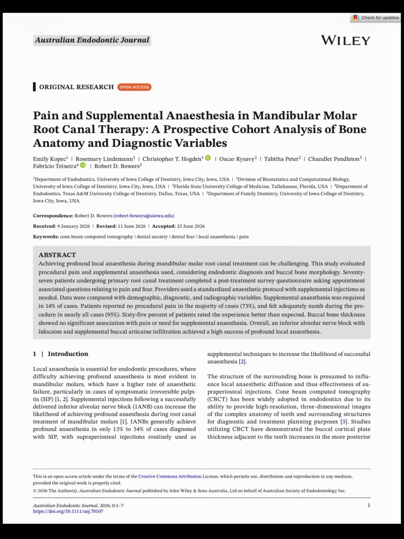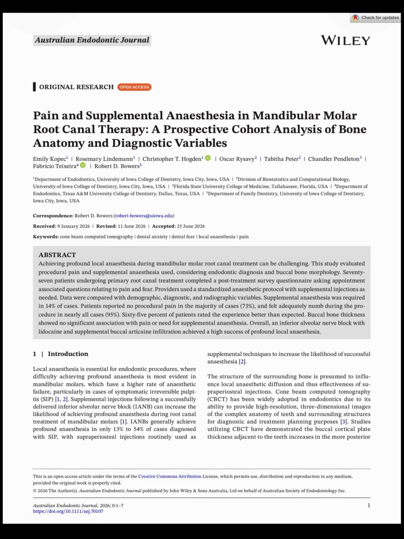So the rationale of this study is that, despite the known anatomical variability of mandibular buccal bone, no prior study had evaluated the independent effect of buccal cortical plate and cancellous bone dimensions on the efficacy of supplemental supraperiosteal injections within the context of a standardized inferior alveolar nerve block anesthesia protocol.